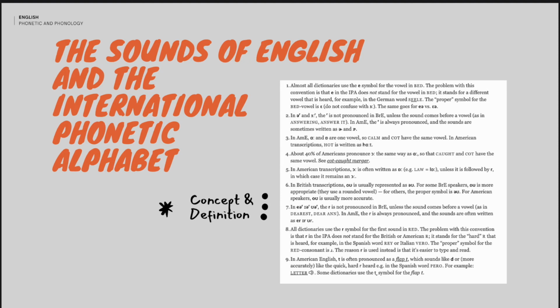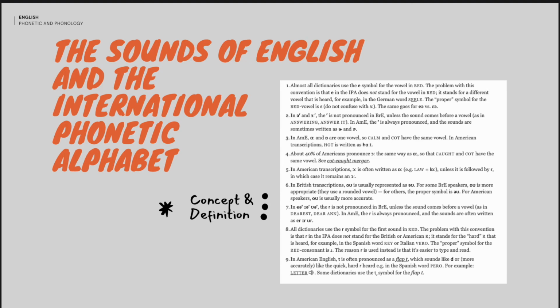And then in ER, IR, and UR, the R is not pronounced in BRE unless the sound comes before a vowel, as in Tiras, Tiran. In AME, the R is always pronounced, and the sounds are often written as ear, ir, ur.